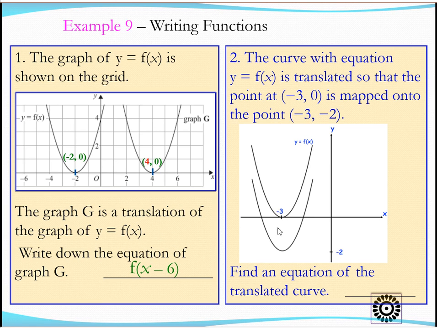The same way here, you look at the coordinate. The x coordinate is the same, y coordinate has changed. So from 0 to negative 2, we push it down 2 units. So your function will be f of x, then minus 2. So that brings us to the end of our lesson on transformation of graphs.